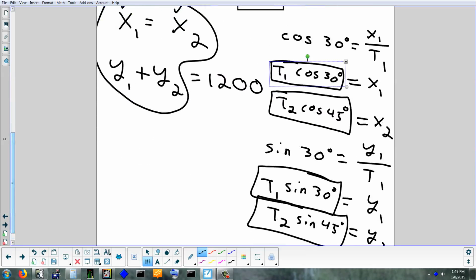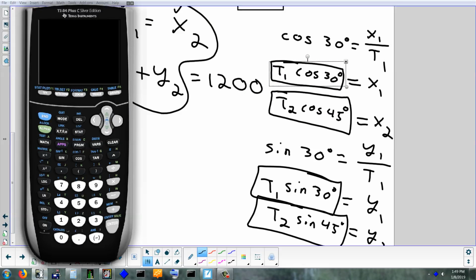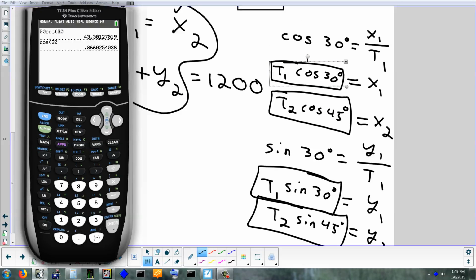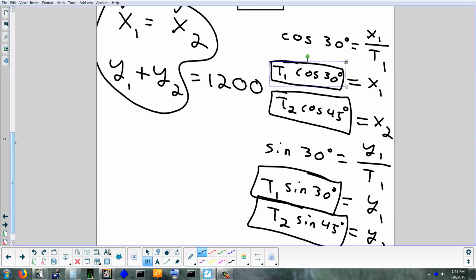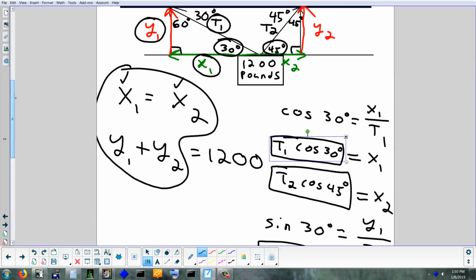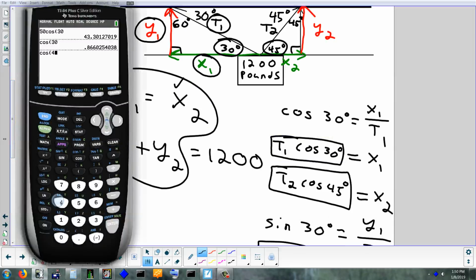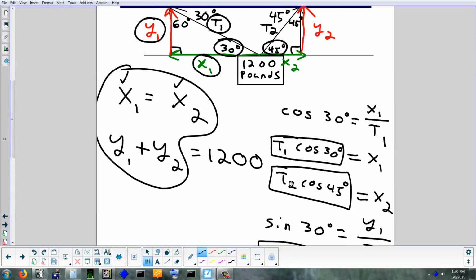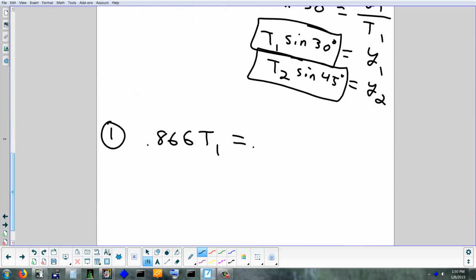x1 is t1 cosine 30. Okay, let's round it off. Cosine of 30 is 0.866. So that's 0.866 t1 equals x2, cosine of 45. Let's see what that is. 0.707. So 0.707 t2. There's your first equation that you're going to solve. Remember I said don't get confused because there's decimals. There's going to be decimals.